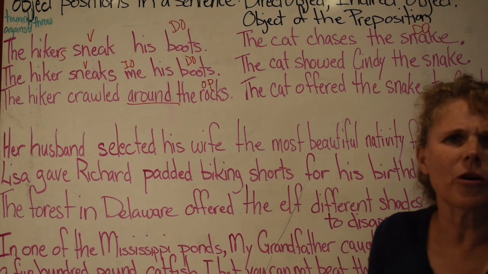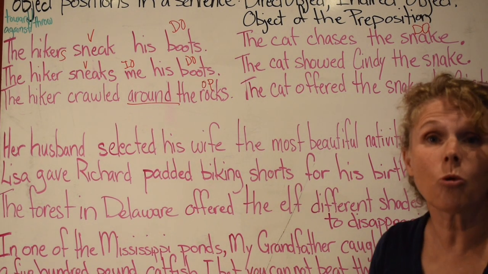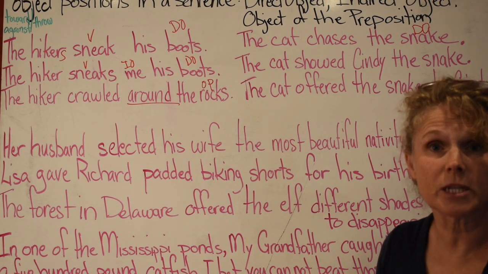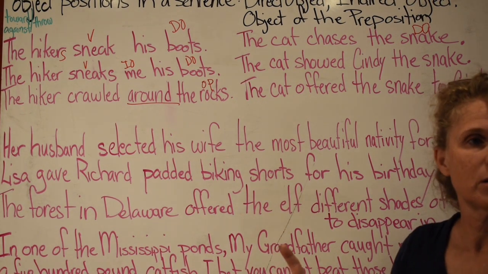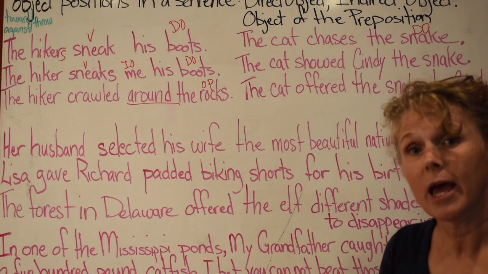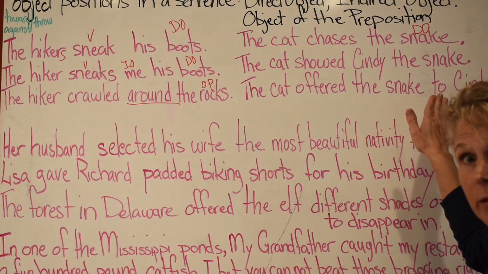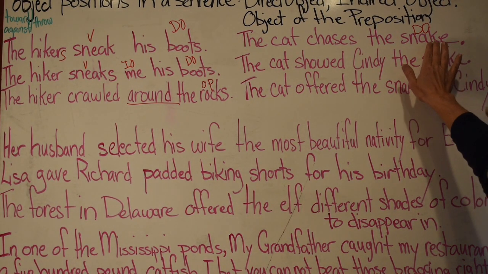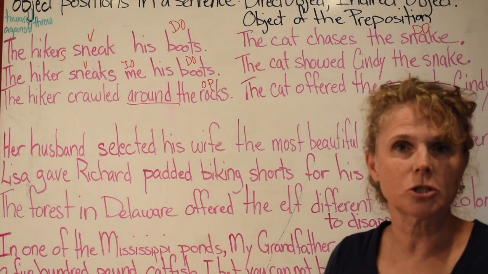Now, why do we care where our object positions are? Well, it's because some words will only fit in object positions. There are some words that can't fit anywhere else besides an object position. And if you don't understand what an object position is, then you can't use those words properly. All right? Now, nouns and pronouns are the only ones that can sit in object positions.